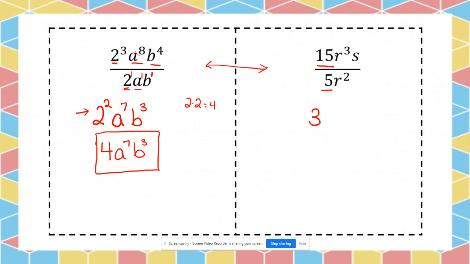Then I can deal with my exponents for my variables. So I have r to the third divided by r to the second. I'm going to do 3 minus 2, which gives me 1. So that's r to the first power. But again, I know that if it's to the first power, I don't actually have to write that. So I'm just going to leave it as r. Now, what you'll also notice is that we have this s. It does not have an s to be divided by in my denominator. What that means is that I am just going to rewrite my s so that it's right here. So my answer is 3rs.